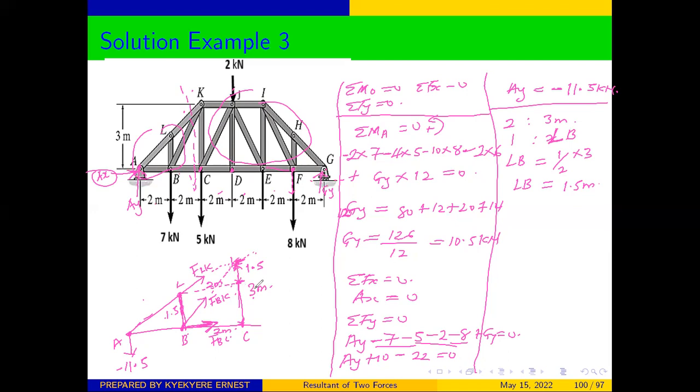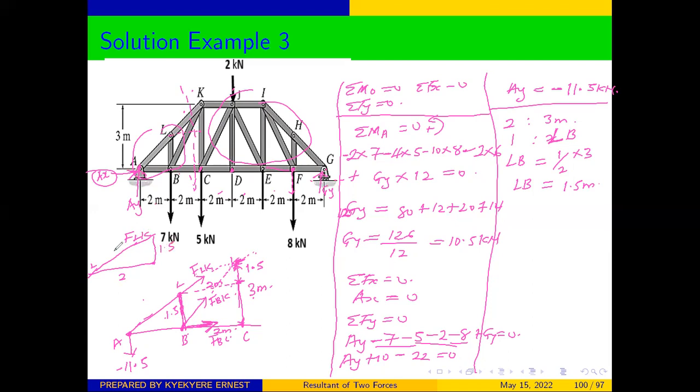Now what we are going to do, we want to resolve. You can see that the force FLK is not in the X or in the Y, and FBK is also not in the X or in the Y. Therefore, we can draw a diagram for them and resolve. For FLK, this is FLK, and this is L. The horizontal distance is 2, and the vertical distance from where L is to where K is 1.5.